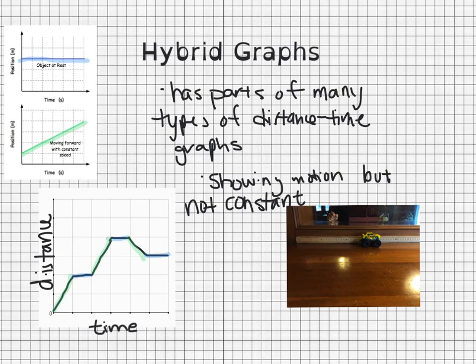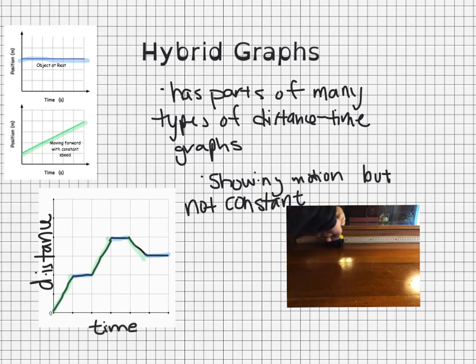So according to my graph, we should start at 0 centimeters. We should go up to 20 centimeters at a constant speed. We should sit there for a little while, remain at rest. Then it should go from 20 centimeters to 40 centimeters at a constant speed, remain at rest, and then go backwards, negative slope, okay, backwards down to 30 centimeters, and then remain at rest. So let's see what it looks like.